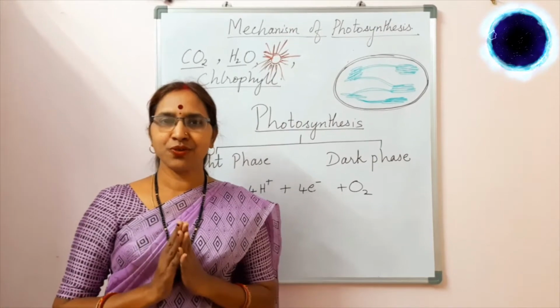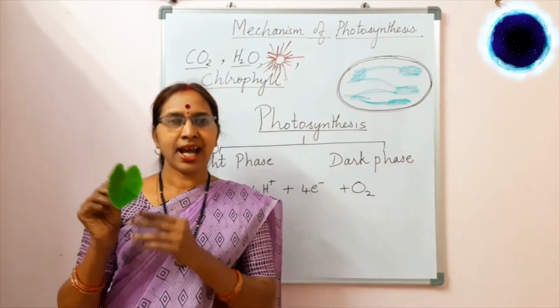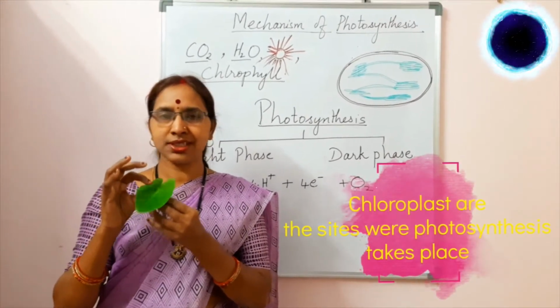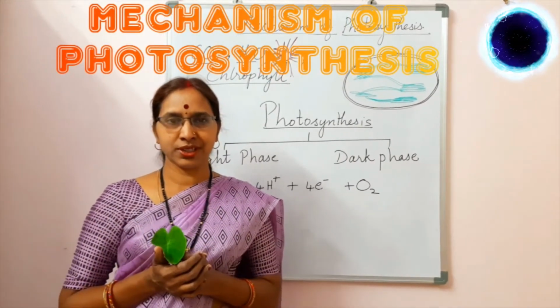In the previous video we learned that the leaf is a food factory of the plant and chloroplasts are the sites where photosynthesis takes place. Today we shall learn about the mechanism of photosynthesis.